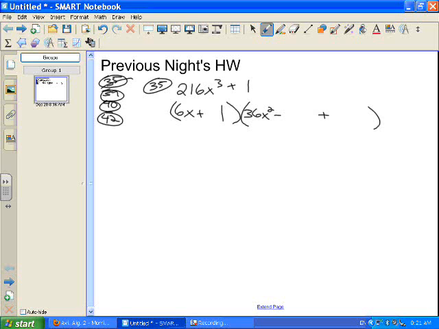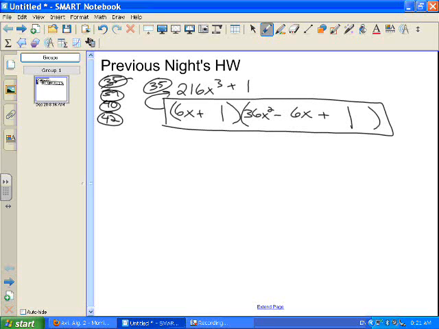All right, and then you take the second term and you square it, and that's what goes out here. So what is 1 squared? 1. Still 1. And then in the middle, you multiply these two terms together. 6x. That's the factored version of this.